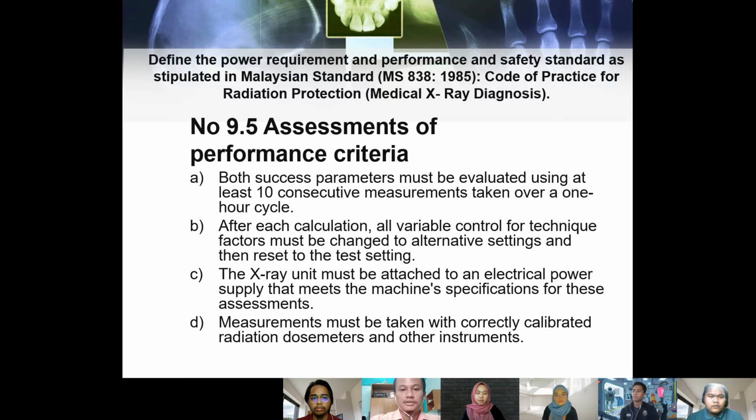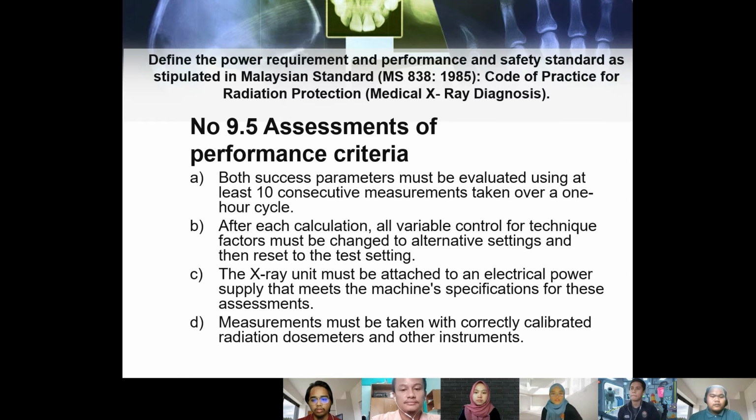The third assessment is that the X-ray unit must be attached to an electrical power supply that meets the machine's specifications for these assessments. And the last assessment is that the measurements must be taken with correctly calibrated radiation dosimeters and other instruments. That's my part of the presentation. I will pass back to Ainiena.